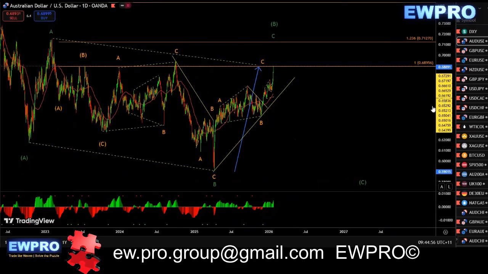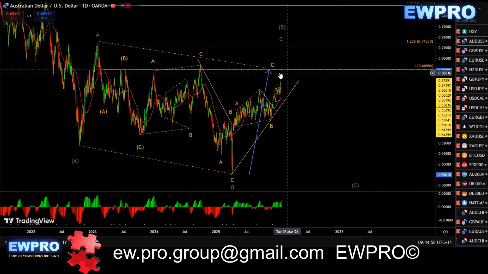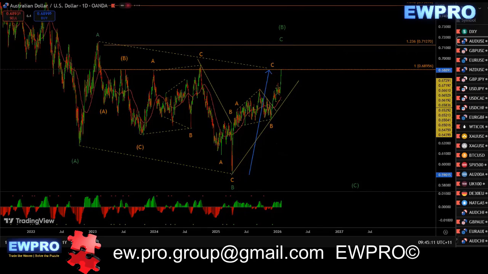AU, we finally made it to this 100 fib here that I've been talking about for ages. We were looking for this 100 fib here, and it's finally got there. So there's not much to do on it at this stage.